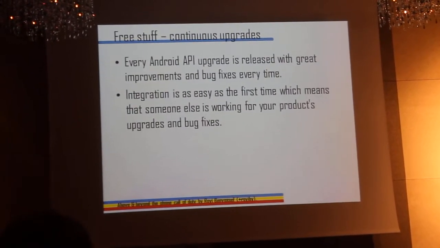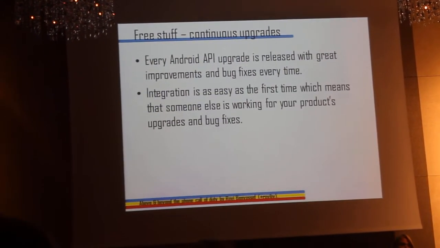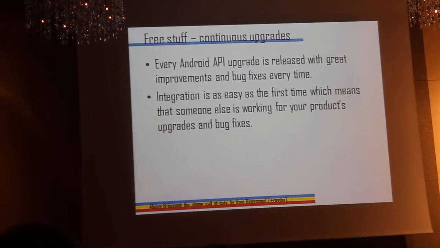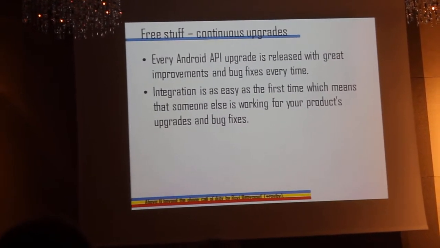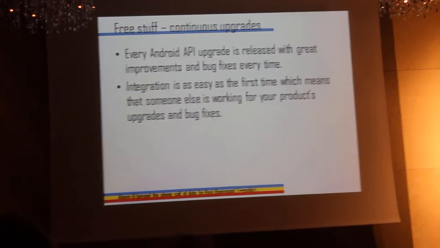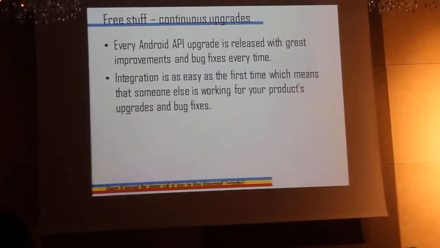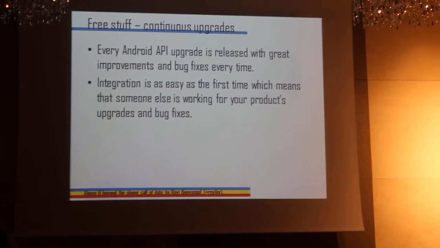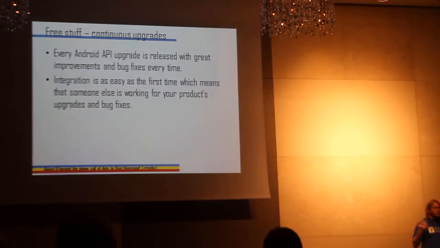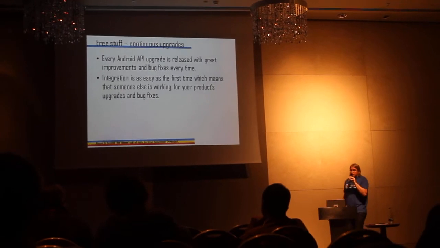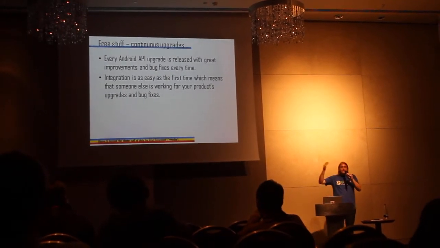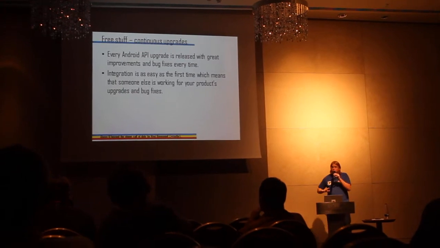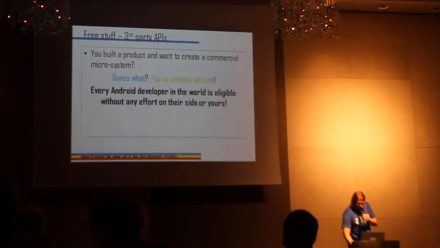Now, another free stuff, continuous upgrade. Every 6 months you get free code from AOSP. Every year Google releases another version. That means that your product is being upgraded without you having to do anything. That's amazing. No other system on earth says that you'll get free upgrades for your product. It's absolutely insane. Integration is as easy as the first time. If you create drivers for the first time, changing them to fit the new system is very easy, especially after ICS, because Jelly Bean, ICS, Key Lime Pie all promise to work on the same driver level, so absolutely no changes will be needed at all.